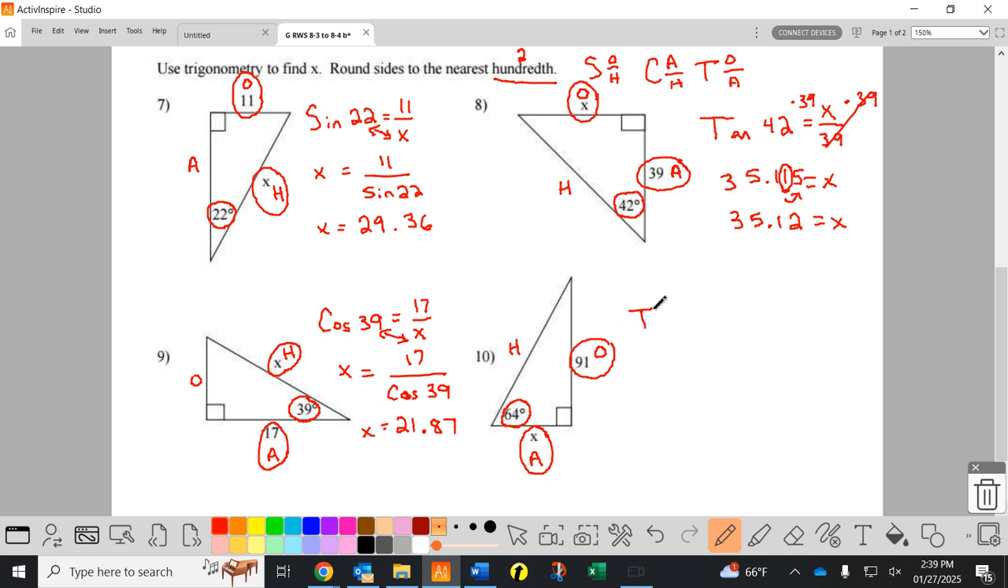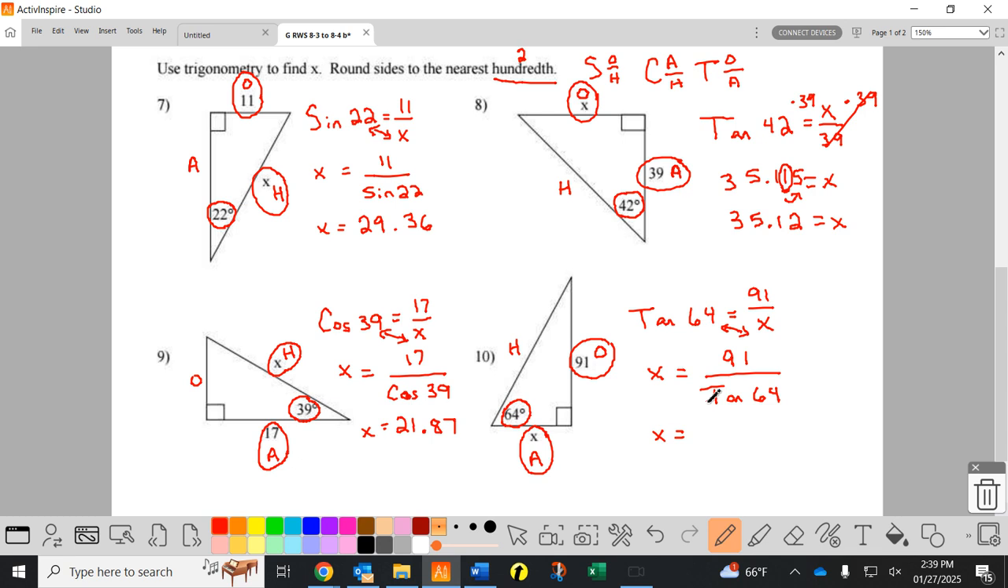So it's going to be tangent of the angle, which is 64, equals opposite over adjacent, so it's going to be 91 over x. When the variable's on the bottom, you're just going to switch them. That's going to make it x equals 91 over tan 64, which is going to be x equals, and now clear it out.